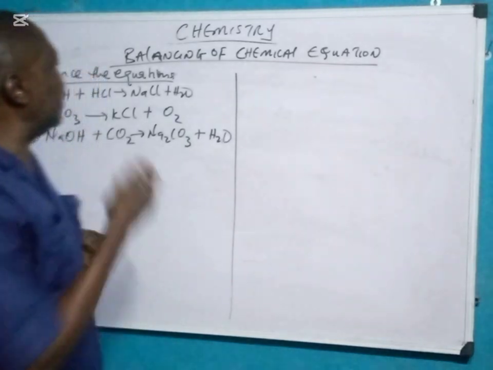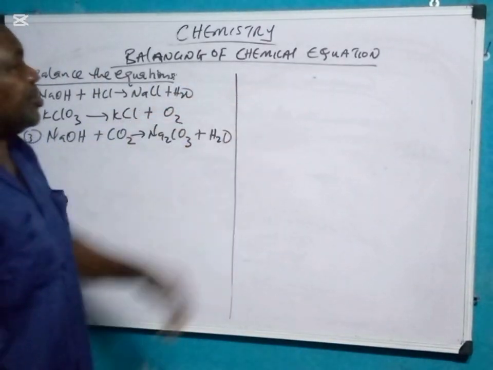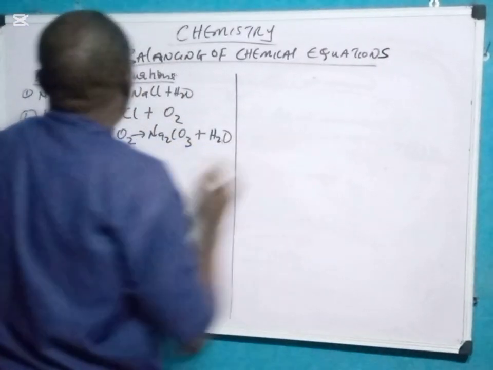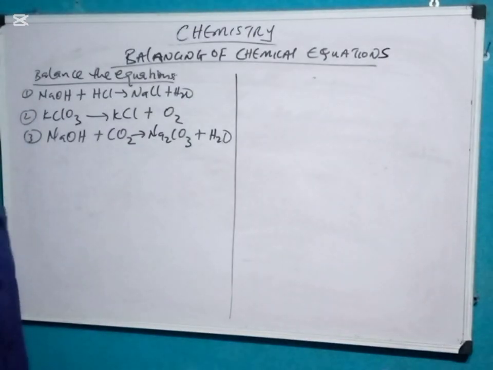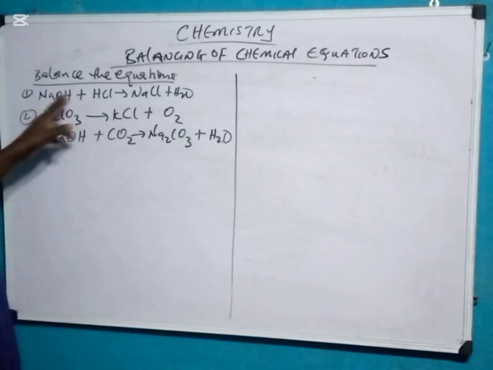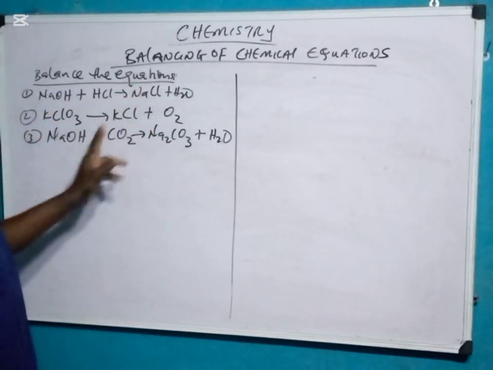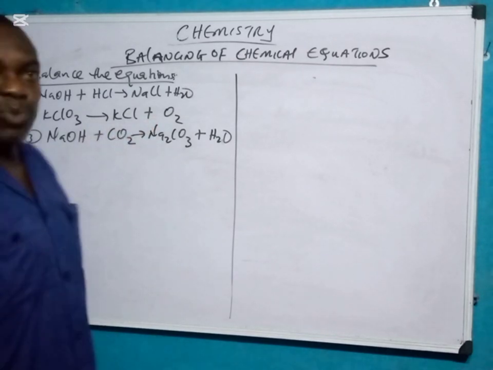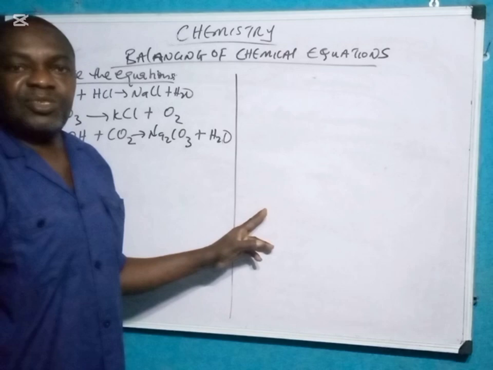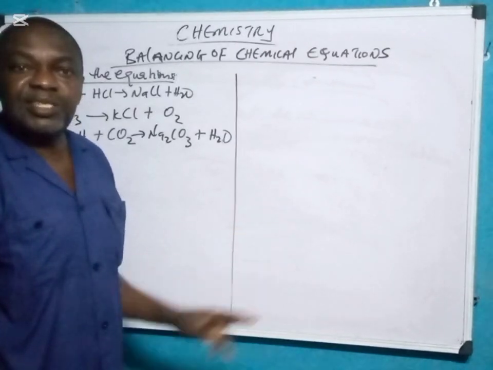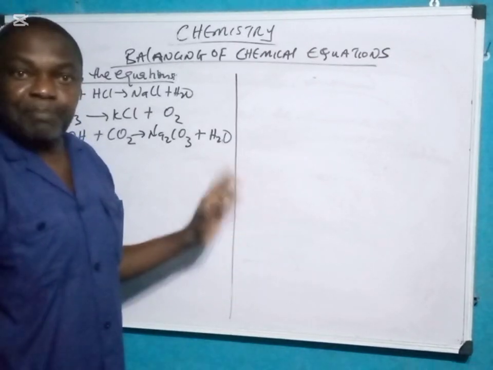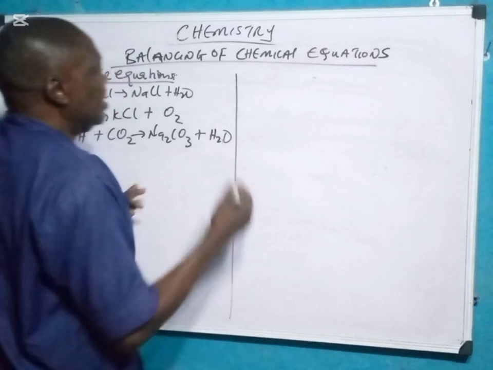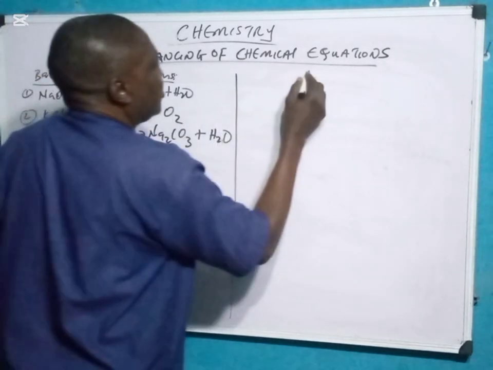So, like we said, balancing of chemical equations. There are three numbers here, or three questions. Balance the equation. This is the first one, this is the second one, and this is the third one. These are three equations we are told to balance. This topic of balancing of chemical equation will be treated in three parts. This is the first part. So we'll say part 1. Let's copy it out. Question 1.